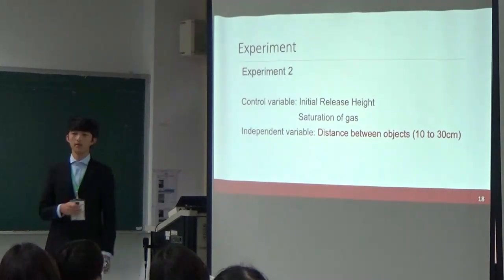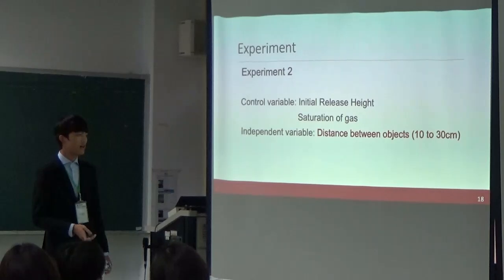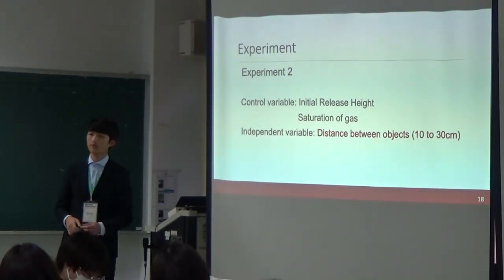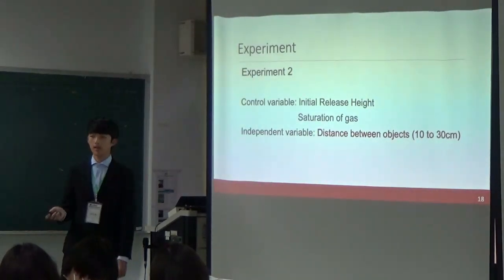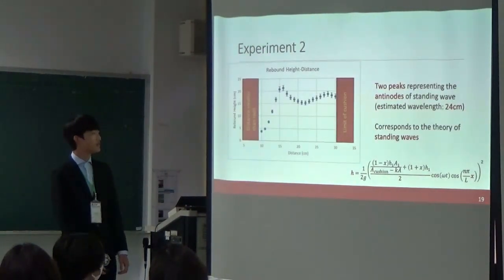And for our second experiment, we are going to control our saturation at the greatest effect, which is 70%. And now we're changing the distance between two objects to estimate the wavelength of our standing wave in our theory. And this is the result.